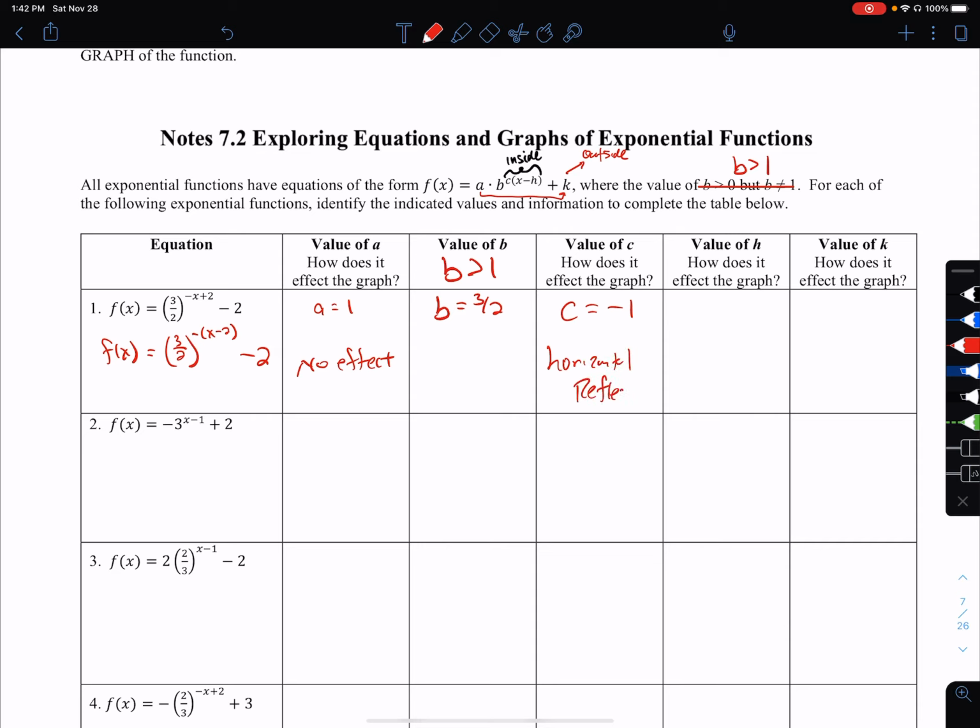Remember, things that are on the inside affect the graph horizontally. What's the value of h? H is how far left or right you're moving the graph. It's always supposed to be x minus a number. We're subtracting 2, so h is 2. The graph is going to translate right 2. Right is horizontal.